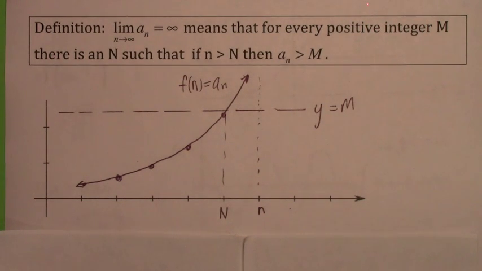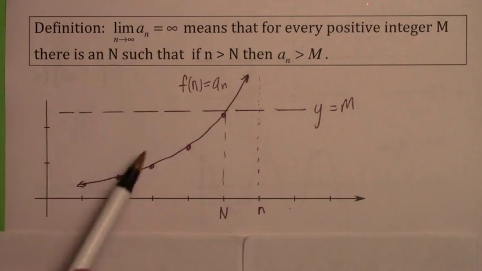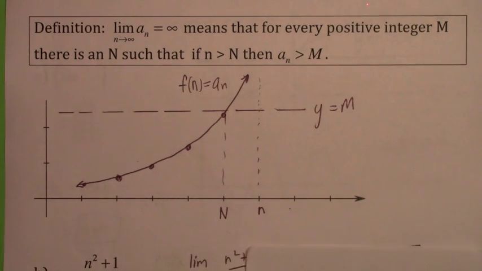That's the formal definition of what it means for the limit as x goes to infinity of f of x to equal infinity. So it's the same exact definition. Since the a sub n's are points on the graph of f of x, we can apply the same definition.